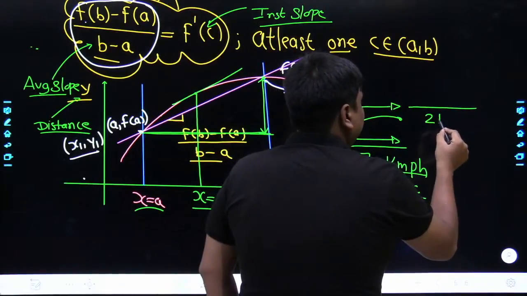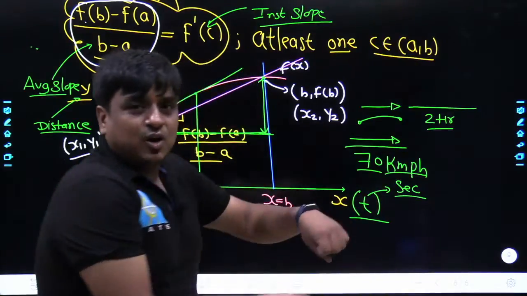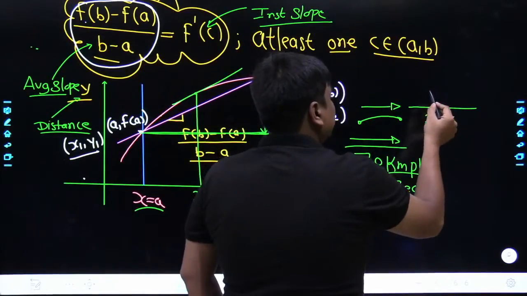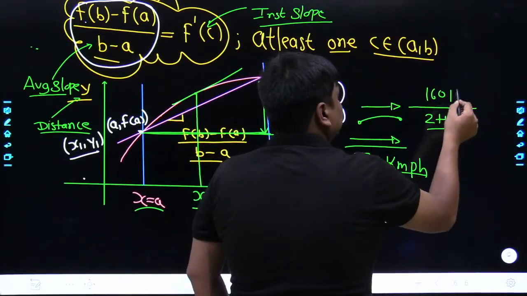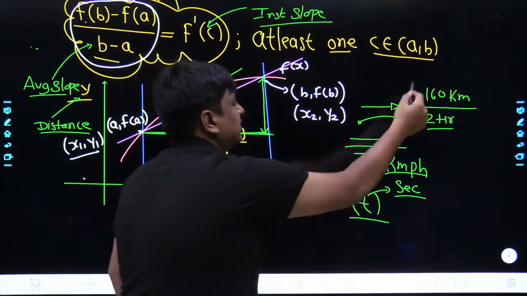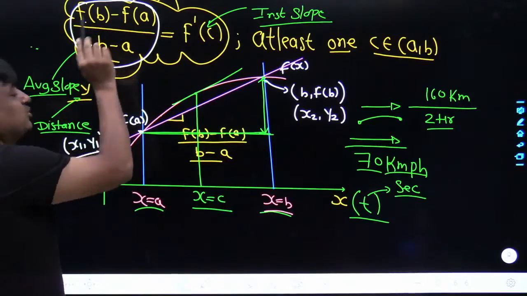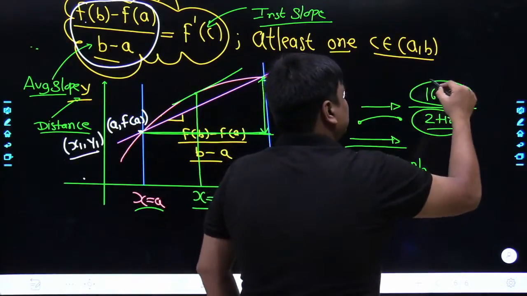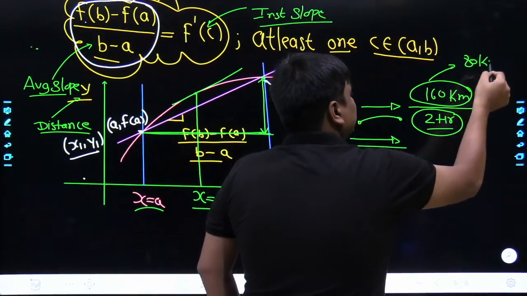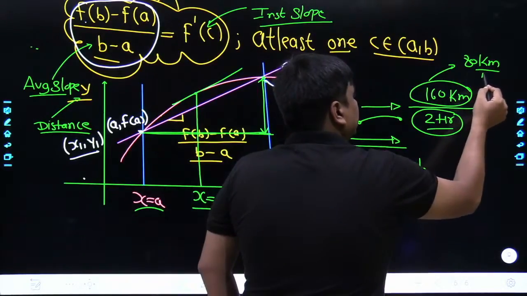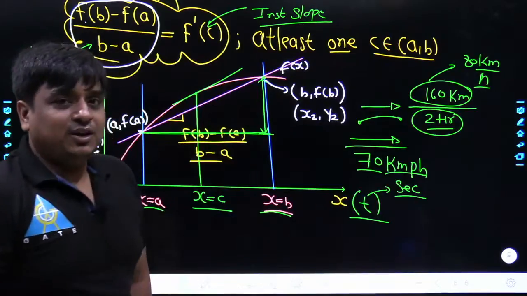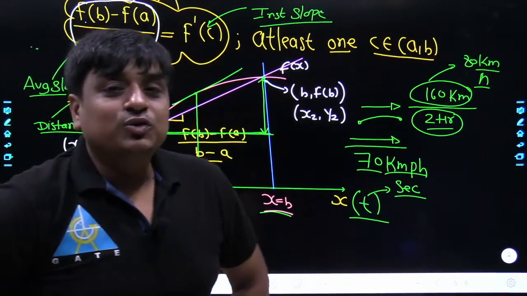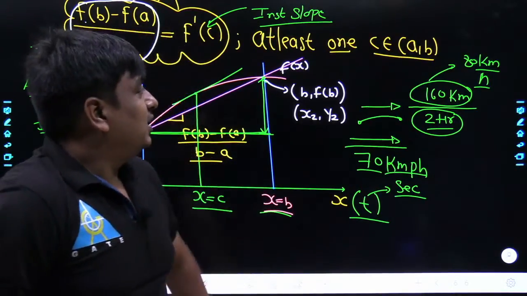Within a 2-hour span of time, you roamed around here and there, you came back to the house, and your father noticed the total distance you traveled was 160 kilometers. What's the 160 kilometers? It is nothing but f of b minus f of a, and the 2 hours is nothing but b minus a. Once you divide them, what is the average speed or average slope? It's 80 kilometers per hour. That's fine. We got to know the average slope or average speed. But if your father knows a little bit of mathematics, he will conclude one thing.